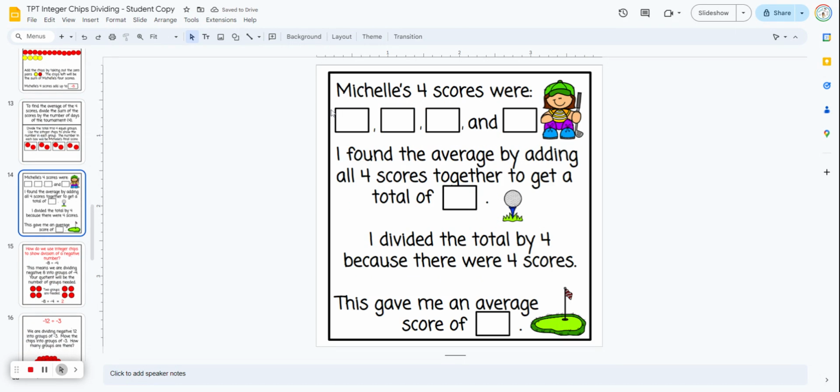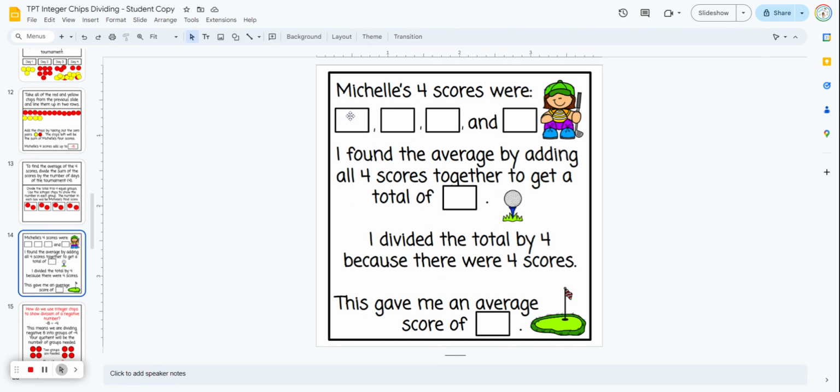So just to recap what we just did, Michelle was in a 4-day tournament. Let me back up here so I can remember what this was. She got a score of 4, a score of -7, a score of -3, and a score of -2. We added them all together, we got a total of -8. And then to find the average, we divide by the number of scores, which was 4, and we get a final score of -2.